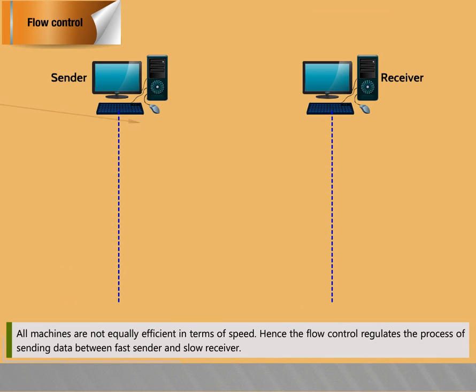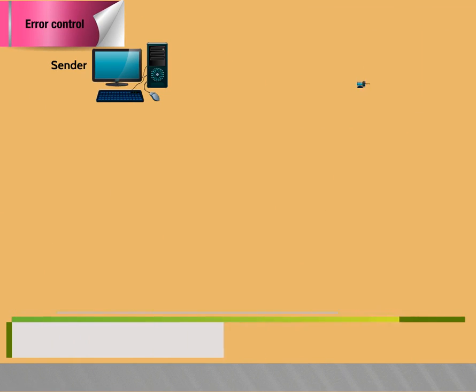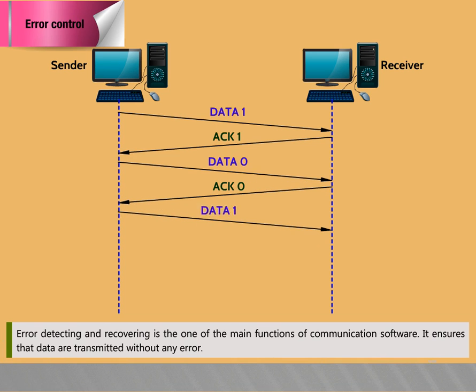Flow control. All machines are not equally efficient in terms of speed, hence the flow control regulates the process of sending data between fast sender and slow receiver. Error control. Error detecting and recovering is one of the main functions of communication software. It ensures that data are transmitted without any error.